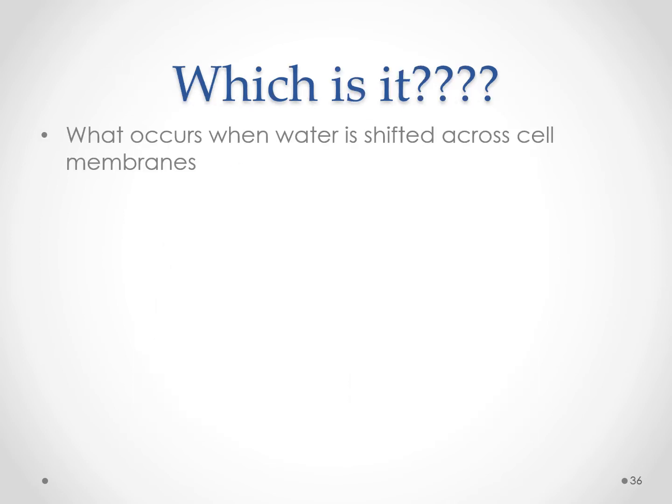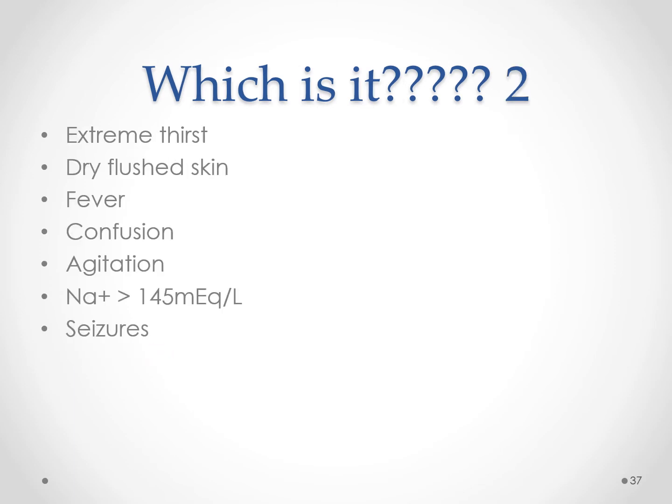Okay, which is it? What occurs when water is shifted across the cell membranes? What process was this when the water is shifted across the cell membranes? I'll give you 3, 2, 1. Osmolality imbalance. So that's when an osmolality imbalance occurs when the water is shifted across the cell membranes. All right, which one is it? Oh, I gave you the answer.